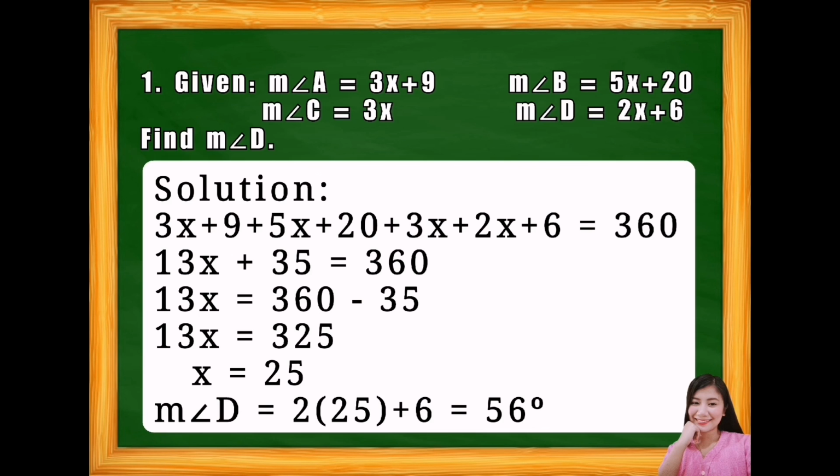Since we have the value of x, which is 25, next we are going to substitute the value of x using the original equation of the measure of angle D. The measure of angle D is equal to 2x plus 6. Then substitute. So that is 25 times 2, that is equal to 50, plus 6 equals 56 degrees. So that is the measure of our angle D.